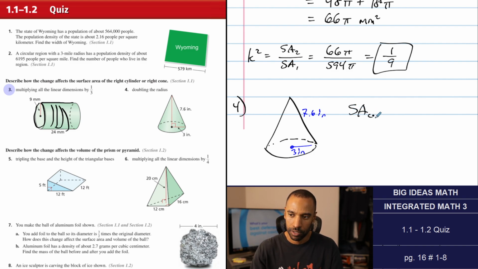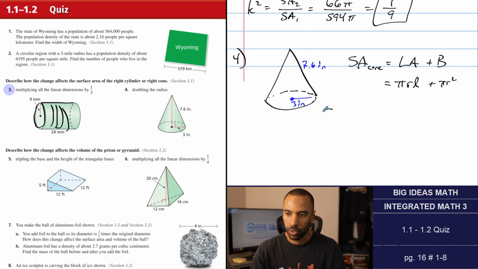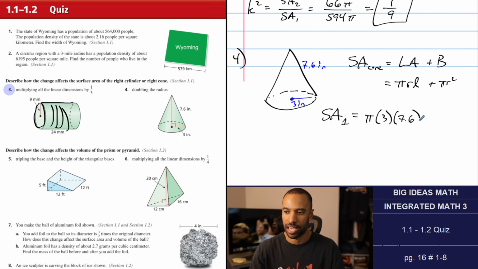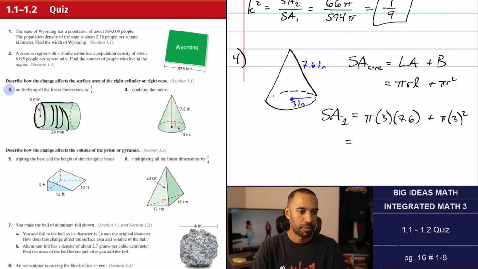Surface area of a cone is the lateral area plus the area of the one base. The lateral area is pi times radius times slant height. This is slant height here, 7.6. And then pi r squared is your base area. So the original cone that we're looking at here, object 1, lateral area is pi times radius times slant height. And then we have pi times, I was going to write 9. Radius squared is 9. 3 times 7.6, don't want to make the mistake. I'm thinking 22.8. Yeah, 22.8.